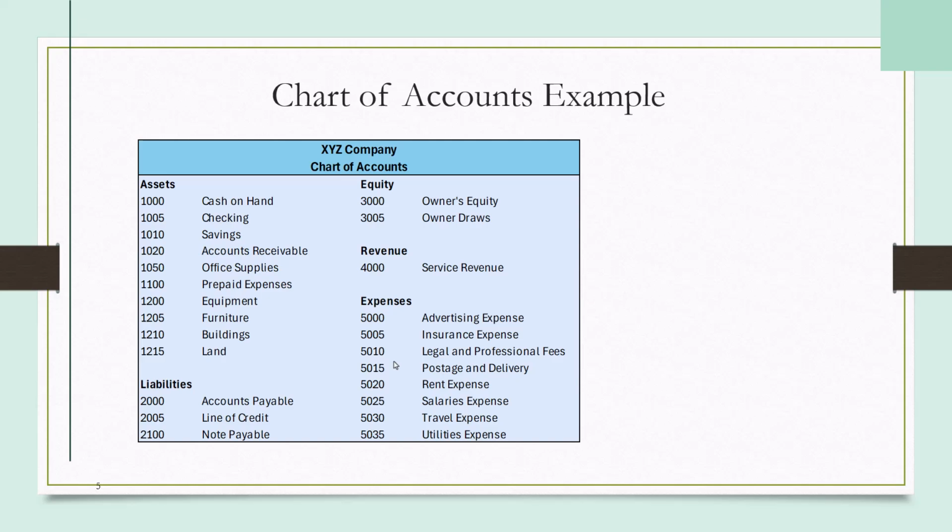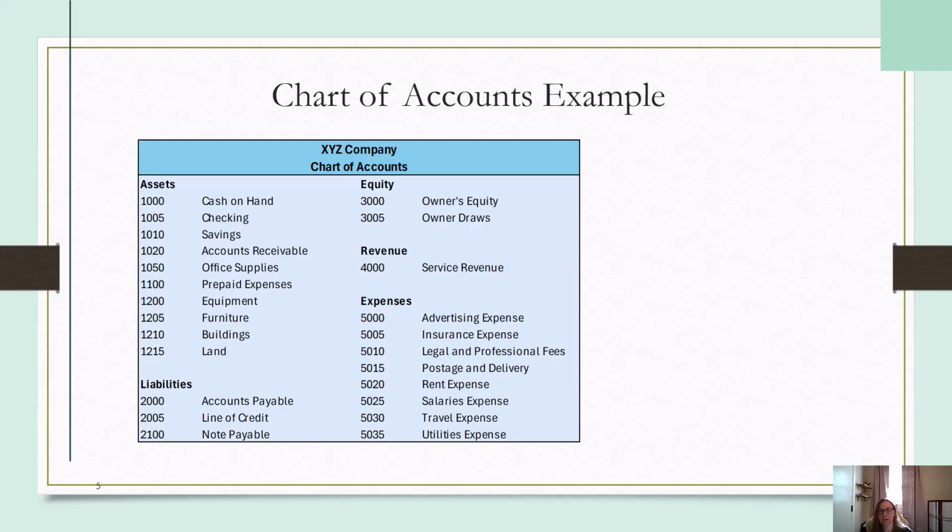Cash on hand is 1,000, checking is 1,005, savings is 1,010. This is just so I can add account numbers later. Like if I add an additional checking account, I might add that as 1006 or 1007. So it's just leaving space in between for additional accounts later.